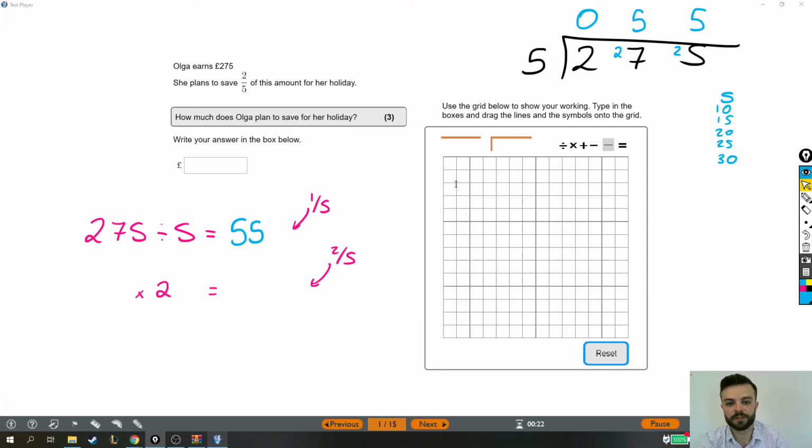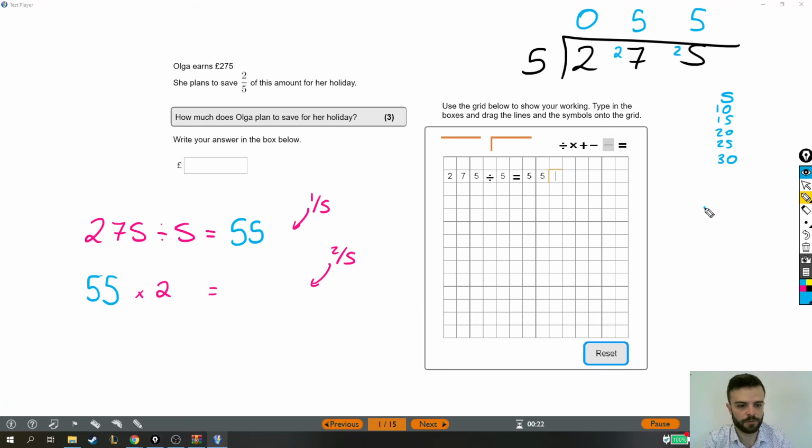And like I was saying, we need to make sure that that's in our working out box. Now you don't necessarily have to try and copy your bus stop into the working out box. It is okay just to put 275 divided by 5 equals 55. And then what we said we were going to do is take that 55, which represents 1/5, and times it by 2 so that we have 2/5.